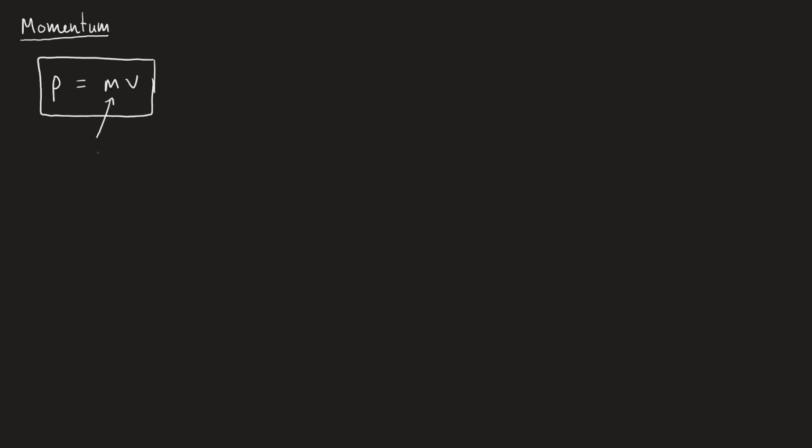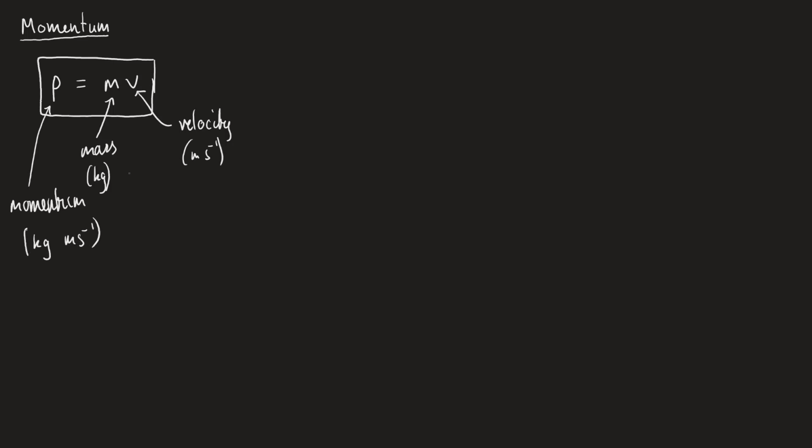Okay, so this is mass, and we always measure mass in kilograms because we're using SI units, and this is velocity, which we always measure in meters per second because of our SI units, which means momentum is measured in kilograms meters per second. So I'm just multiplying these two units together to get the units of momentum.